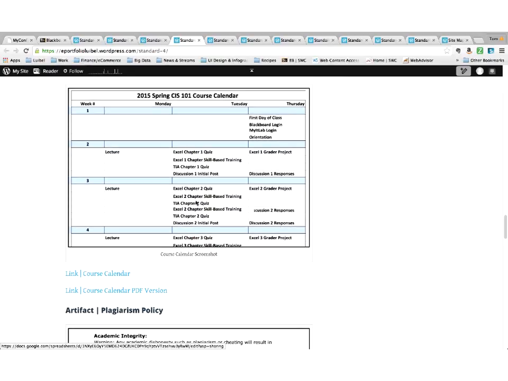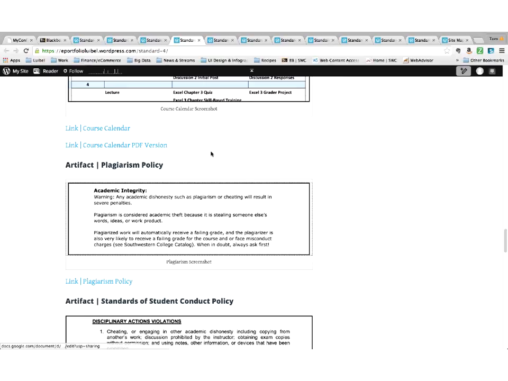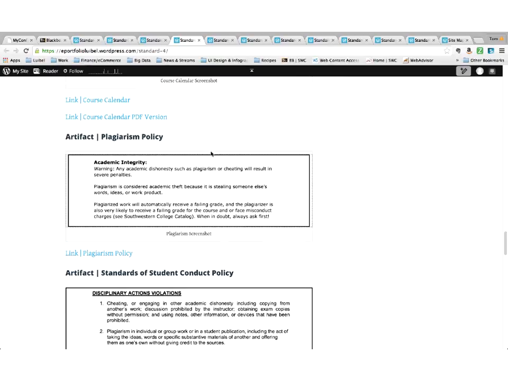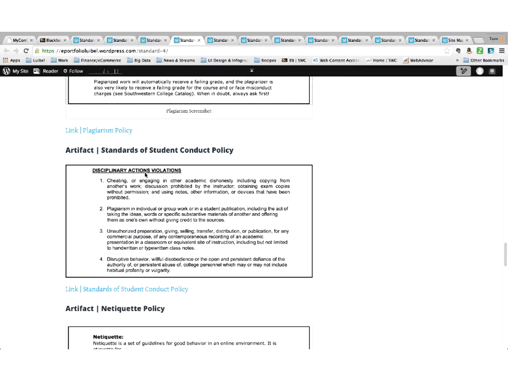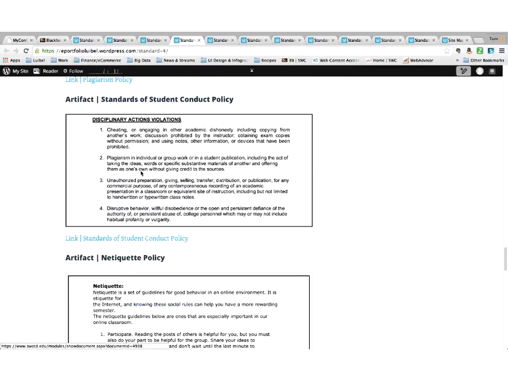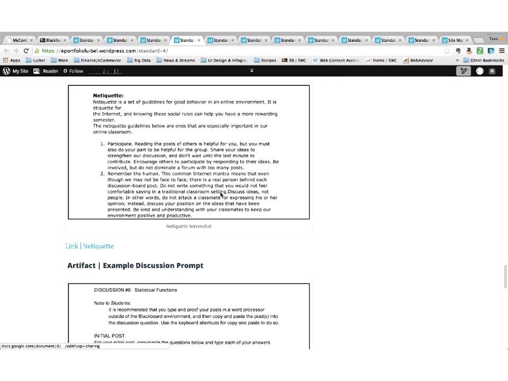I found that to be successful. And I let them know about my plagiarism policy, that you have to do your own work and you have to submit your own work. And then I have the Southwestern College Standards of Student Conduct to let them know that there are consequences and to think seriously about this.